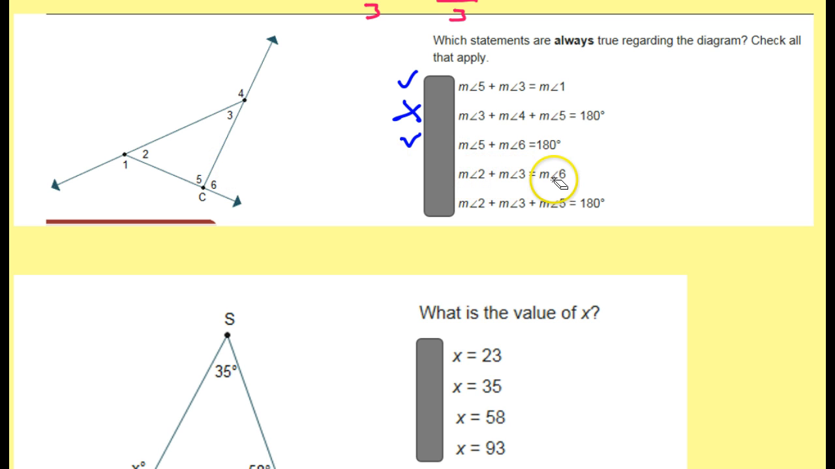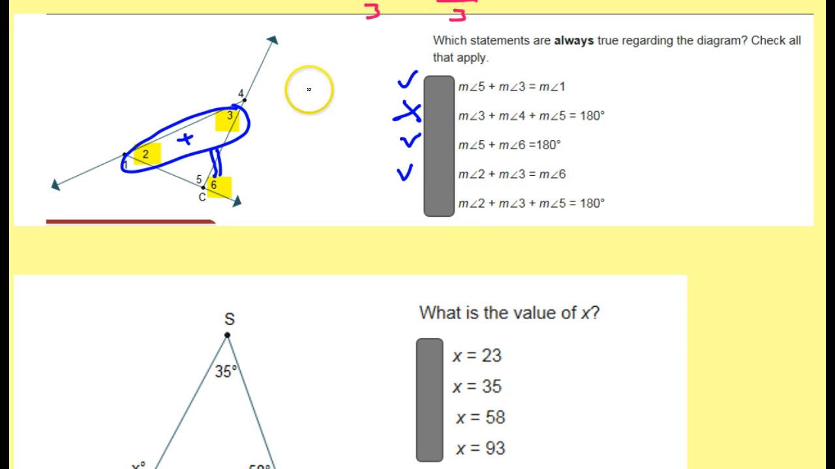Angle 2 plus angle 3 equals angle 6. Here's angle 2, here's angle 3, and there's angle 6. Again, this is an exterior angle, and you have the two remote interior angles. So these two added up always are going to equal this one. So yeah, that's always true.